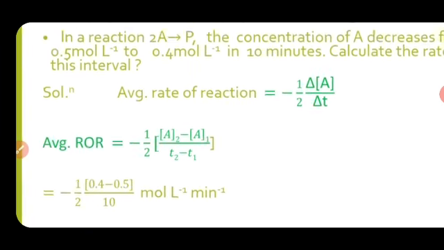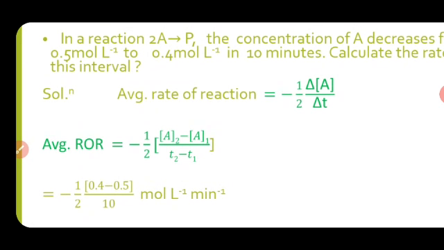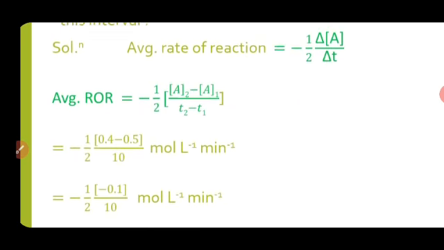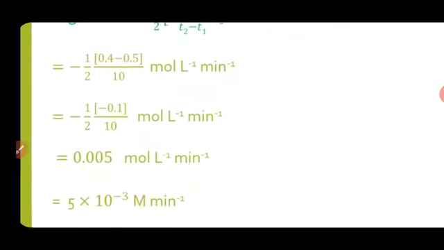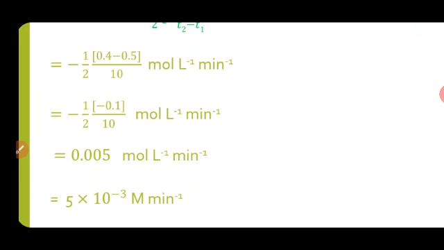Now, how is the concentration changing? From 0.5 to 0.4. So A2 is 0.4 and A1 is 0.5. So 0.4 minus 0.5 divided by 10, into half. Why have we taken half? Because here 2 moles of A is given. Therefore we have taken half. Then minus minus becomes plus, and what will be the value? 0.005 mole per liter per minute.